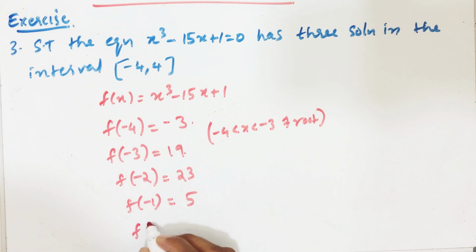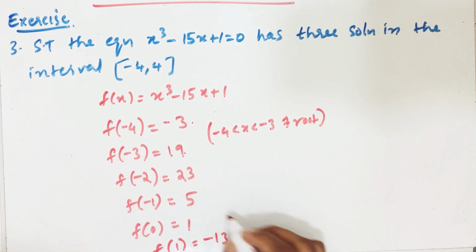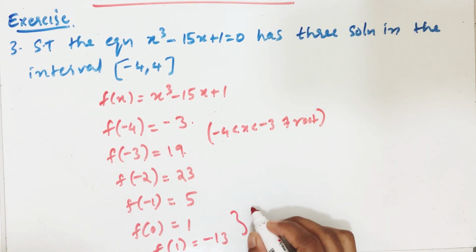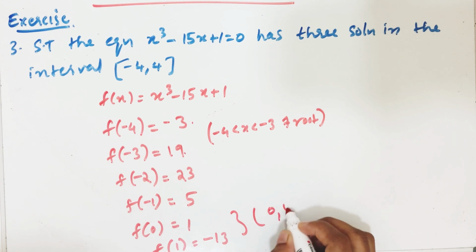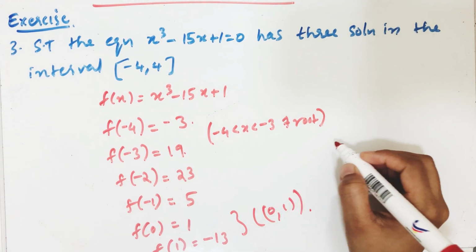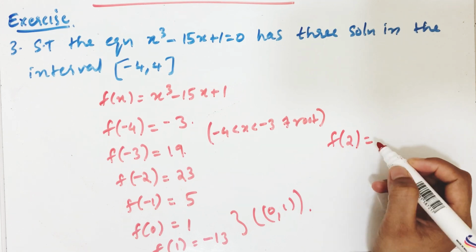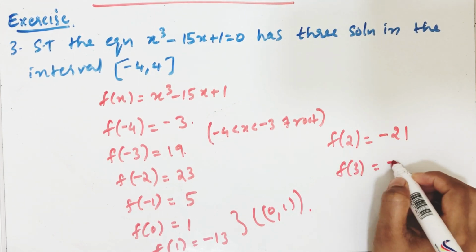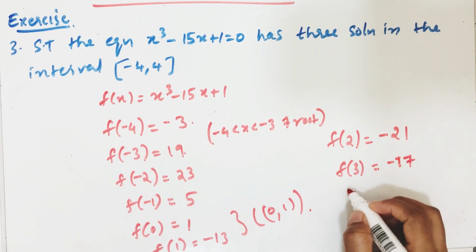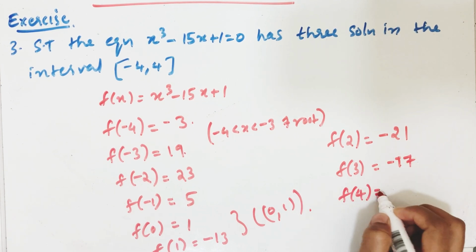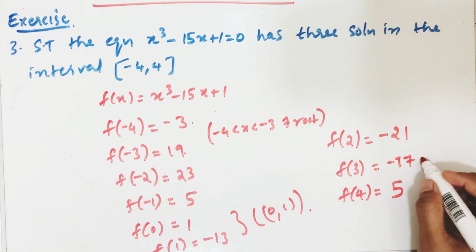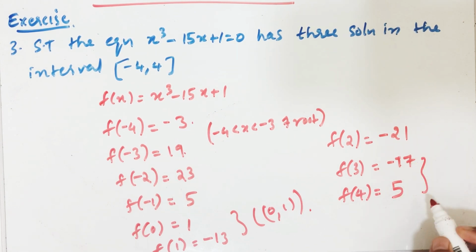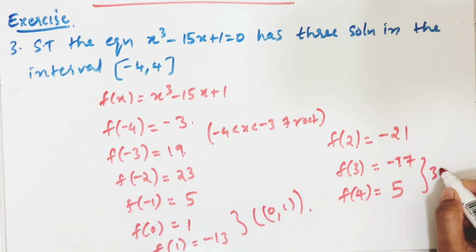Now f(0) equal to 1 and f(1) equal to minus 13. Here again a change of sign. So there exists a root in between 0 and 1. F(2) equal to minus 21 and f(3) equal to minus 17 and f(4) equal to 5. Again a change of sign. Therefore there exists a root in between 3 and 4.